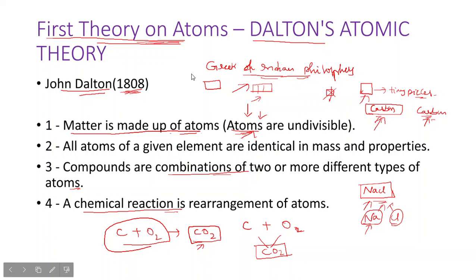We had the concept of atoms since 400 BC, during the time of Greek and Indian philosophers, but there was no evidence for them to prove that everything in this world is made up of atoms. But it was John Dalton who in 1808 made a scientific study and concluded that matter is made up of atoms.